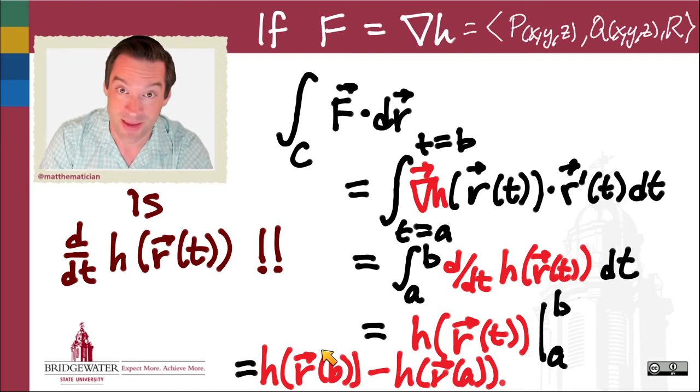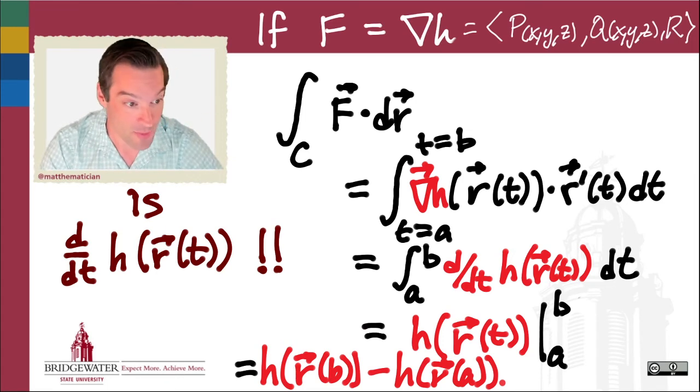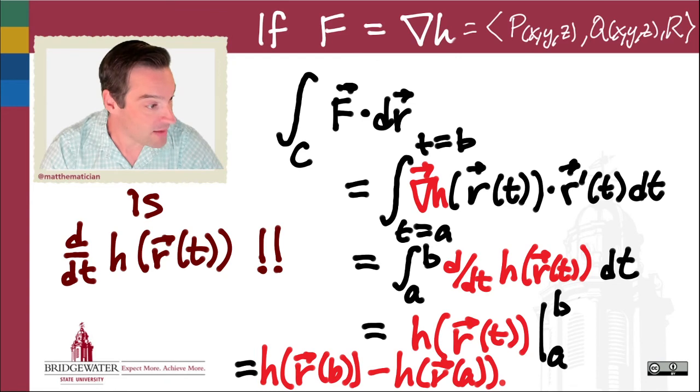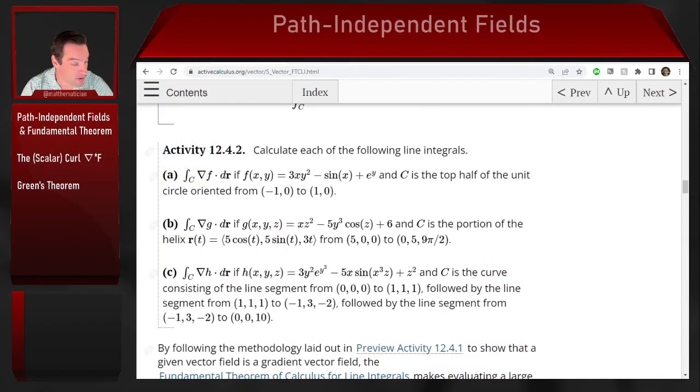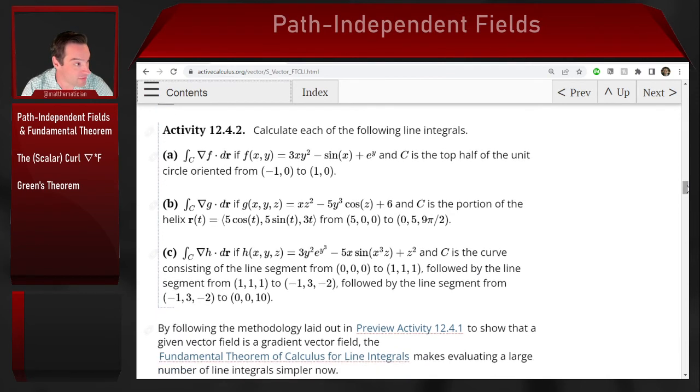And so the recipe for using the fundamental theorem of line integrals to evaluate a line integral of a gradient vector field is just to find the scalar potential function for that vector field, and then evaluate that scalar potential function at the starting point and at the ending point, and then subtract the results. So that's where I want to throw it over to you to get some practice invoking this fundamental theorem.